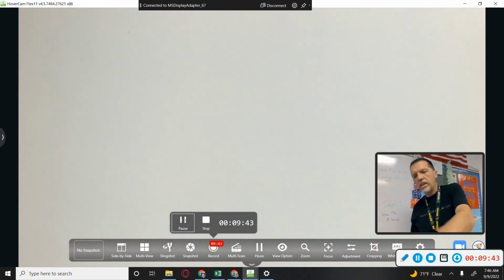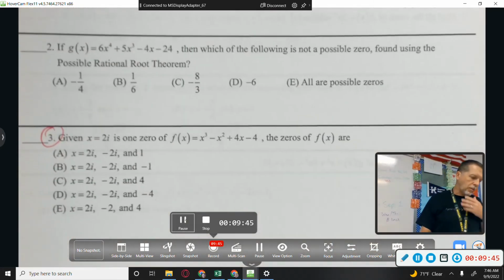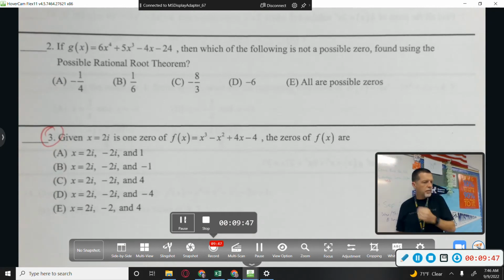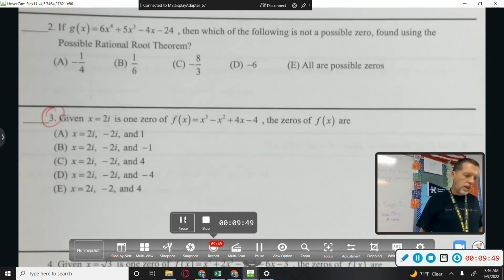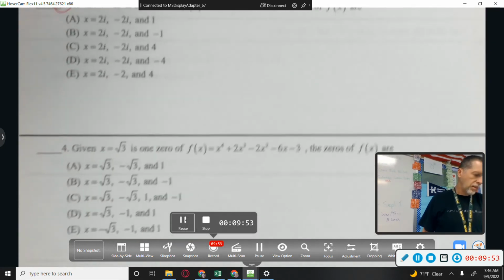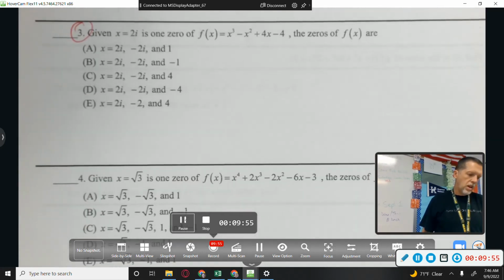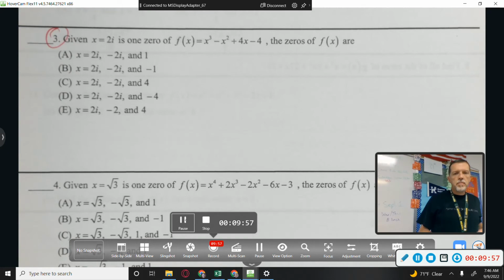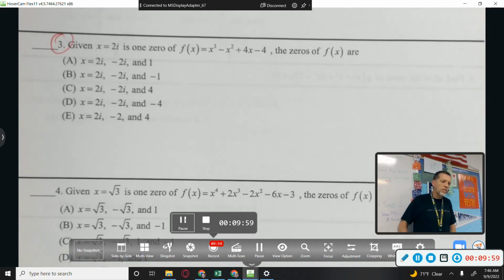All right, let's look at worksheet 7. We need to do a couple of these together because number 3, we have not worked one quite like number 3. So look at worksheet 7, number 3.